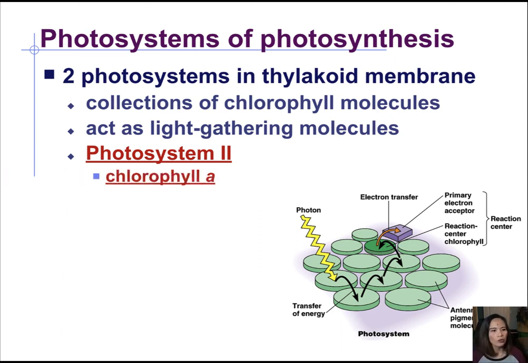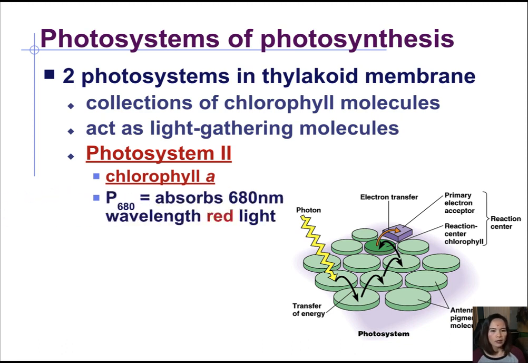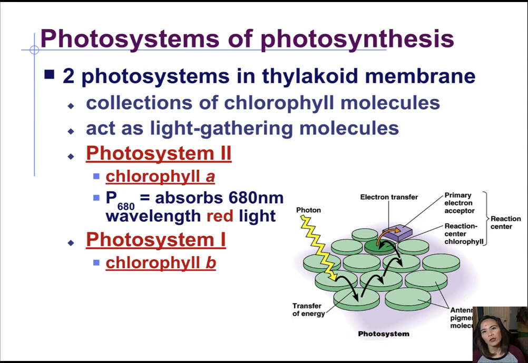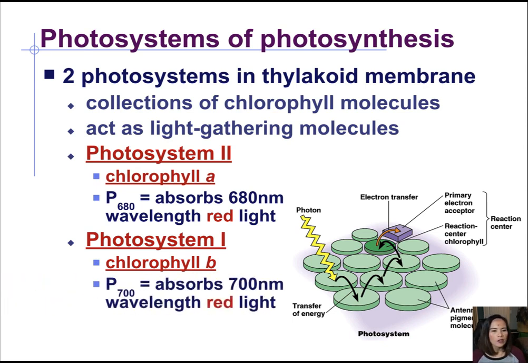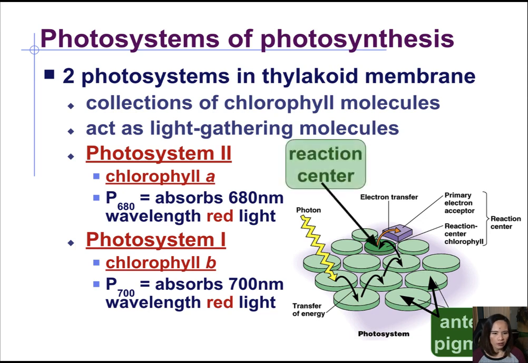So in photosystem 2, it's chlorophyll A that is involved. In the reaction center, the primary electron acceptor removes an excited electron from the reaction center, which is chlorophyll A, and this starts the light reaction process. So let's continue on. And normally this absorbs the wavelength of red light in your visible light. And then photosystem 1 involves chlorophyll B, and it also absorbs red light, at about 700 nanometers. So these are your antenna pigments right here in the reaction center.